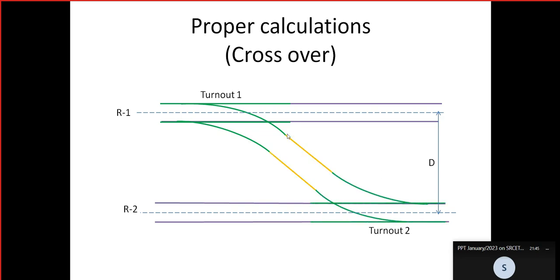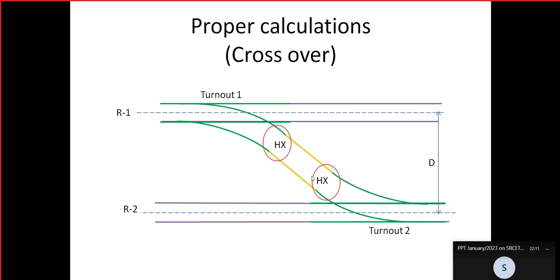The heel of crossing should not have the kink. Suppose we want to introduce a crossover between two tracks. We need two points or turnouts to be inserted, one in one track and the other in the other track, and they are to be connected in such a way that we should not have any kink at the heels of crossing.